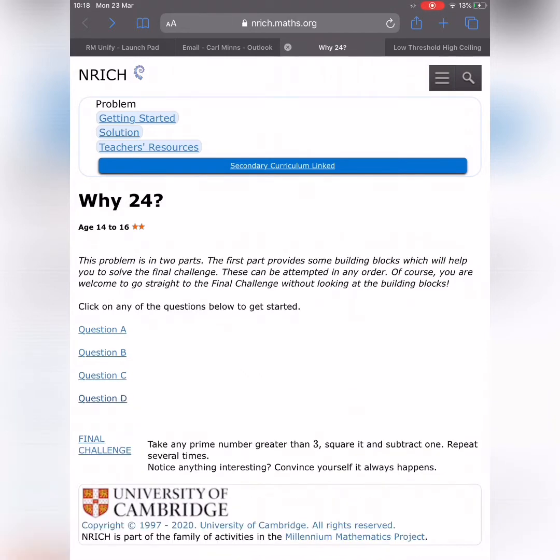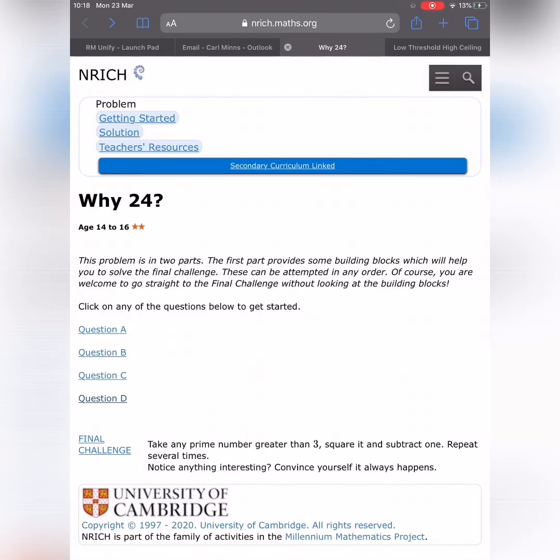So this is an example of what's called a low threshold, high ceiling activity, which basically, low threshold means anyone should be able to access it if they have a basic level of knowledge. And it ramps up to a high ceiling. You can make it more difficult, and it gets more difficult as the work goes on. So we work through questions A, B, C and D, and we end up with a final challenge.